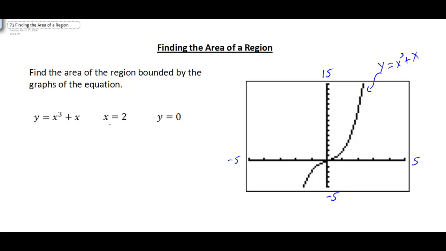The graph of x equals 2, if we go over to 2 here, is this line here. And of course, y equals 0 is just the x-axis. So what region is bounded by those three graphs? We have y equals 0, x equals 2, and x cubed plus x. Clearly we're trying to find the area of this particular region that is bounded by all three of the graphs.